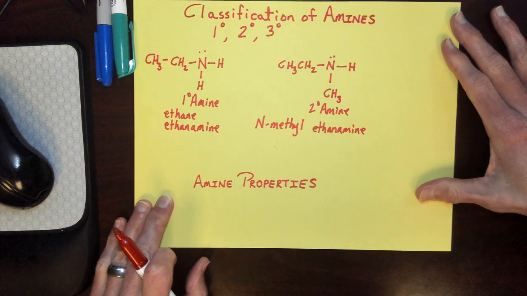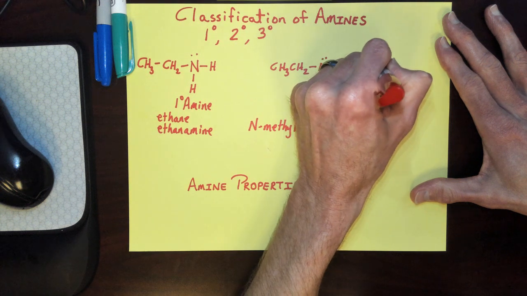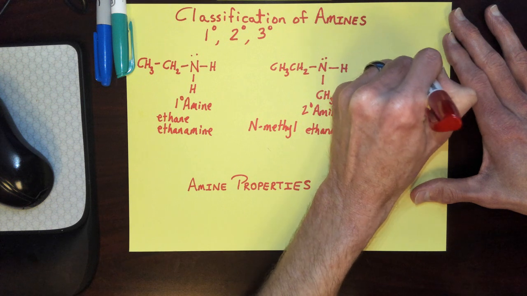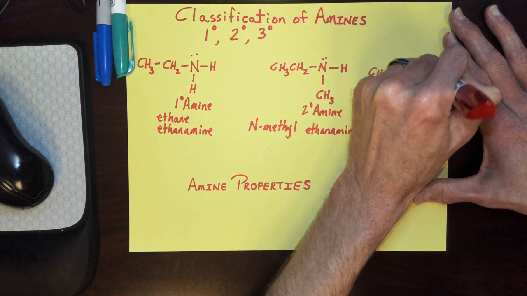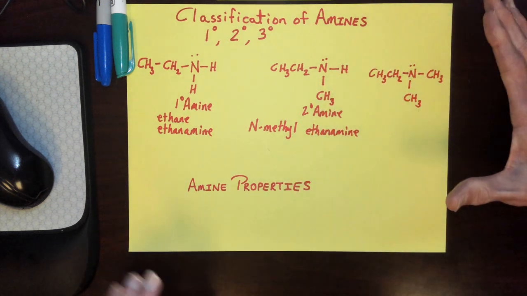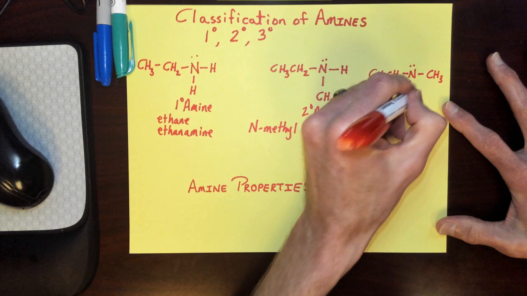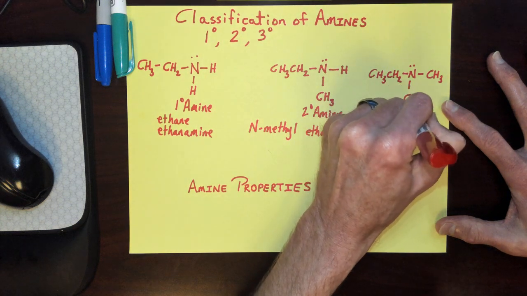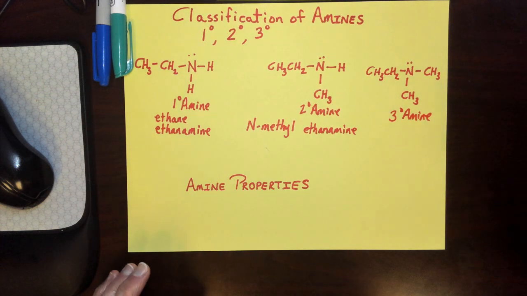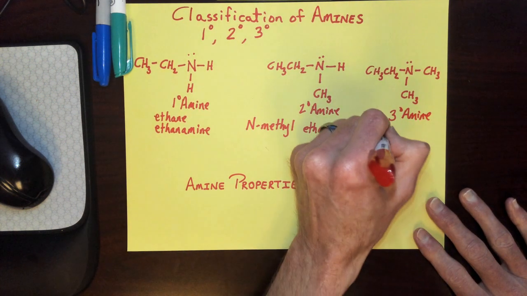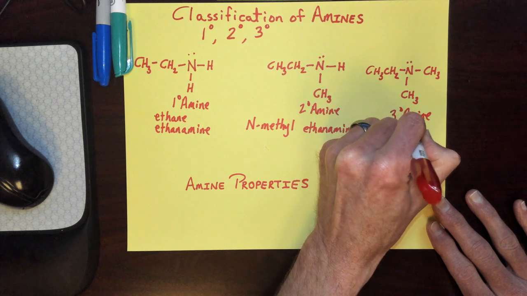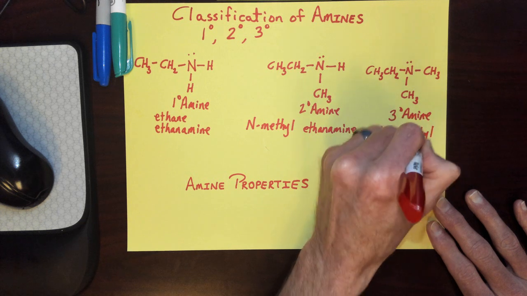Now, if we have that same amine and we replace that hydrogen with another methyl group, now we have a tertiary amine. Okay. And if we wanted to name it, we would call it N-dimethyl ethanamine.